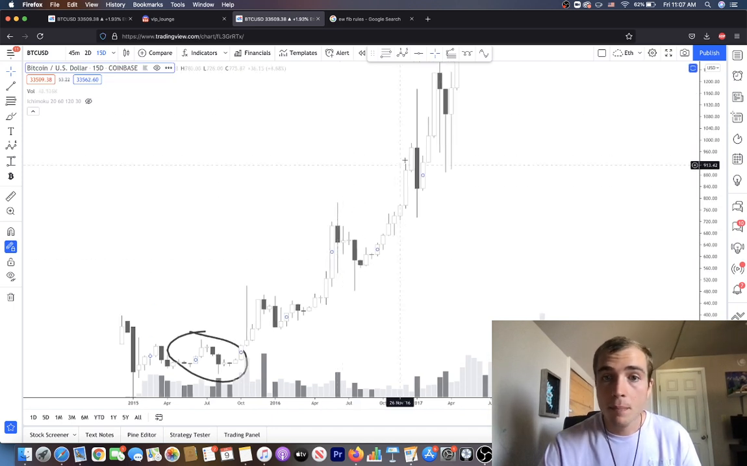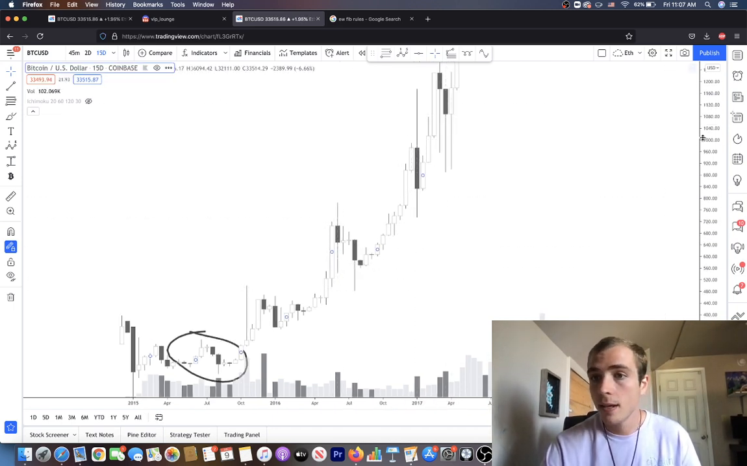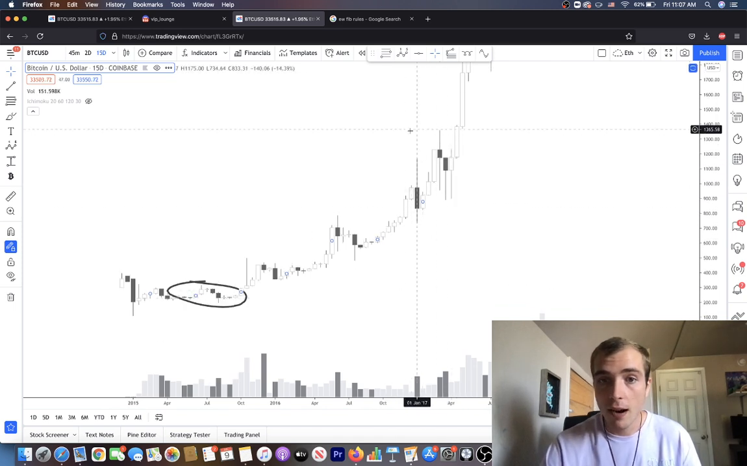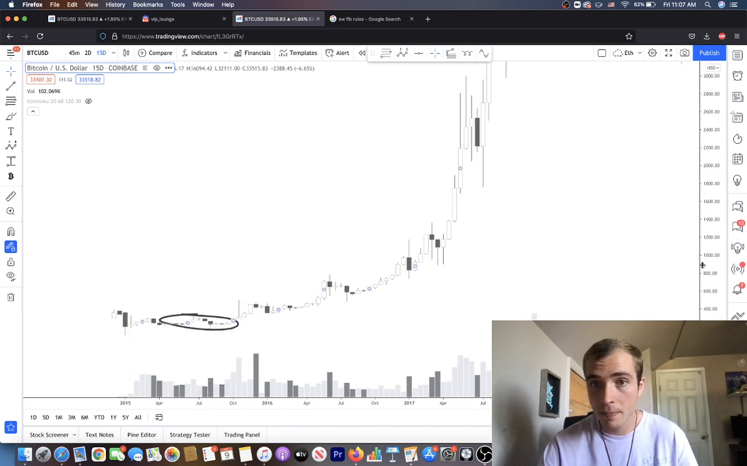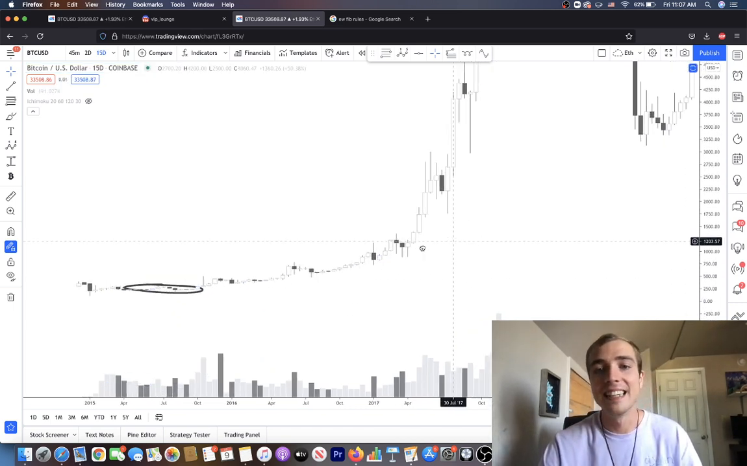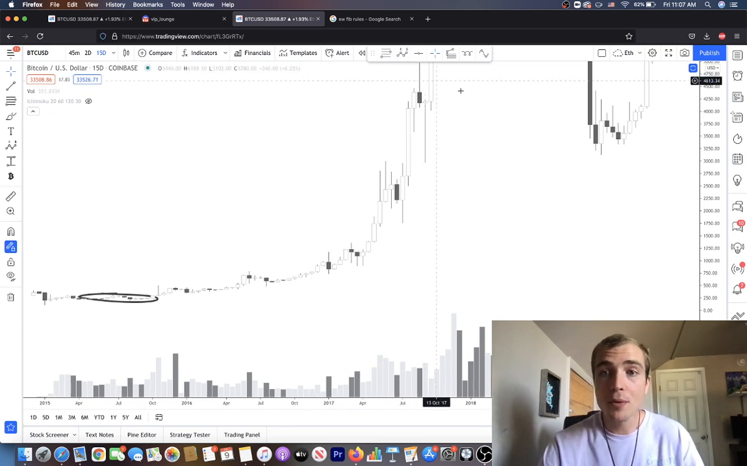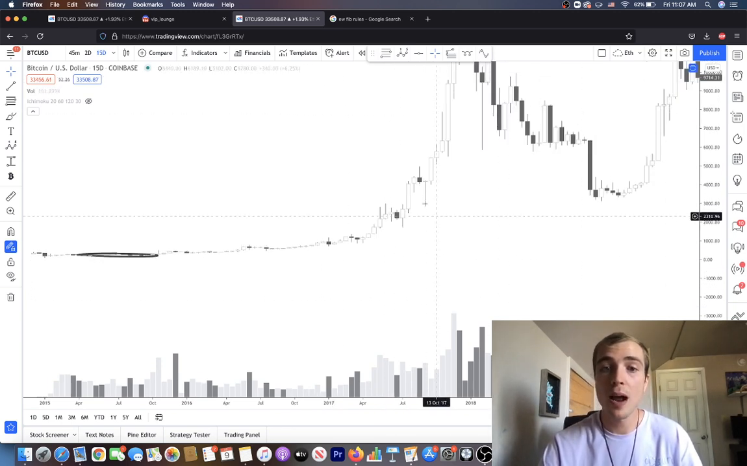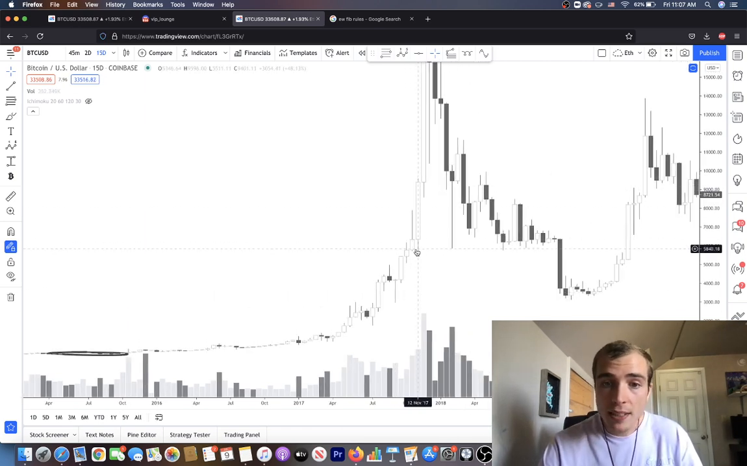And then bam, more FUD. Or actually, this was the Bitfinex crash. My bad. This was China FUD. All of this right here was China banning Bitcoin. Look what happened after China banned Bitcoin. Didn't really work very well, did it? Bitcoin just kept rising, kept rising, kept rising. Boom, 50% correction. Massive correction right here.